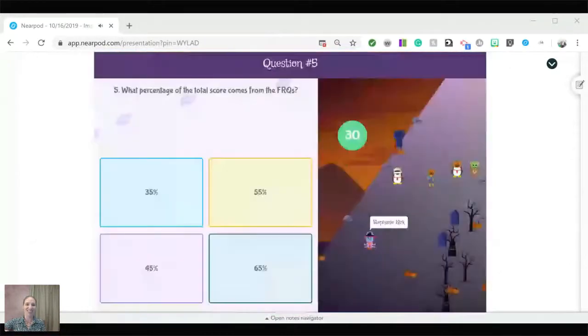Next question: what is the percentage of the score that comes from the FRQ? So what's the percentage that comes from the FRQ? That's kind of tricky because we just talked about what the multiple choice was.